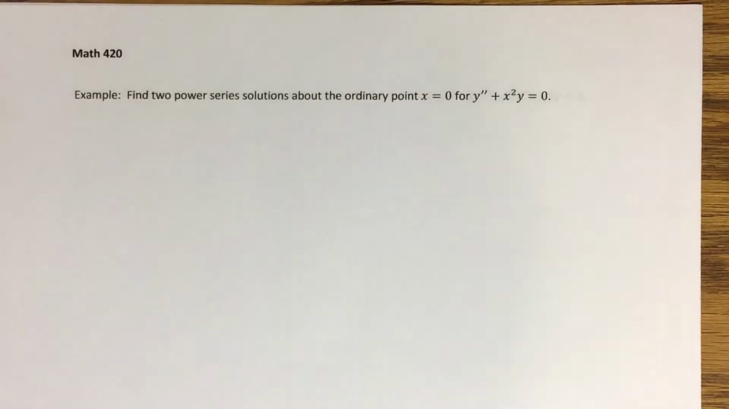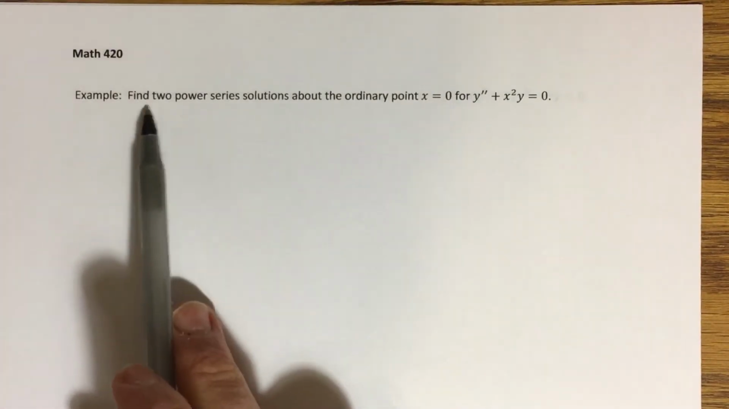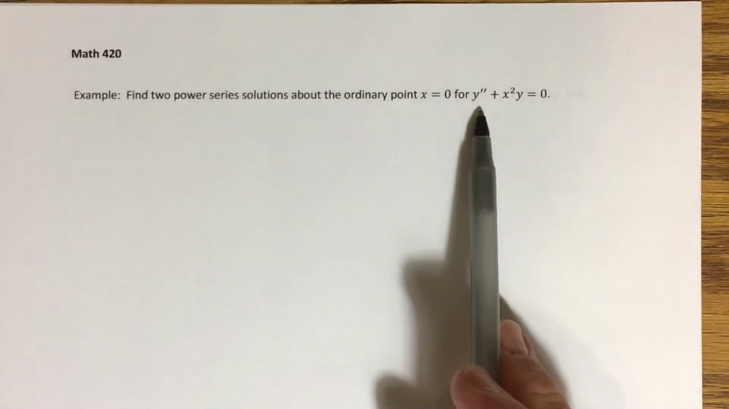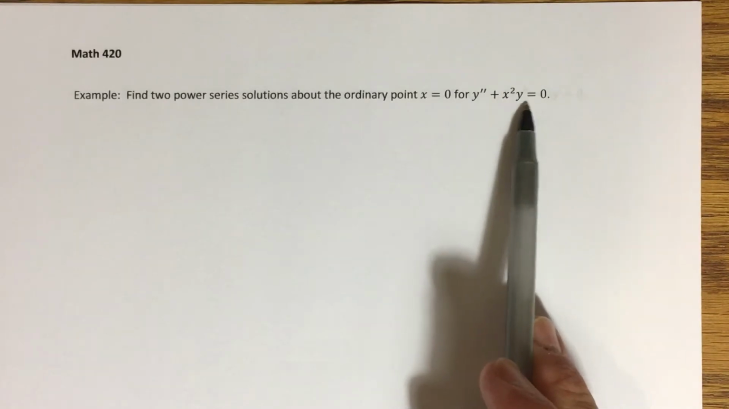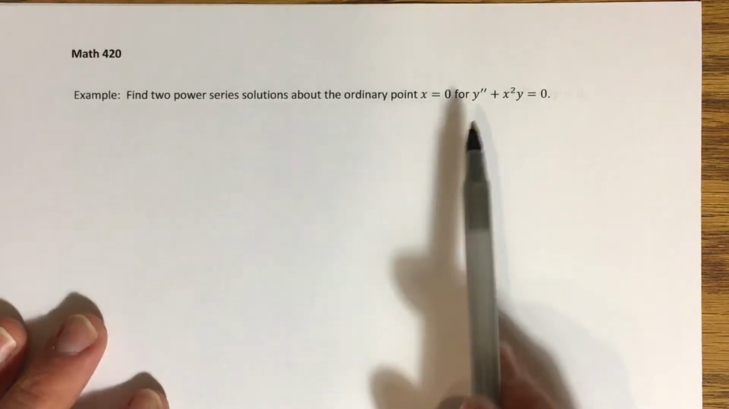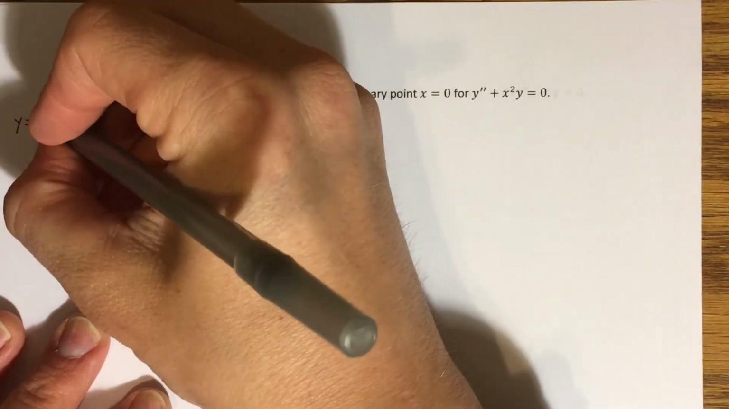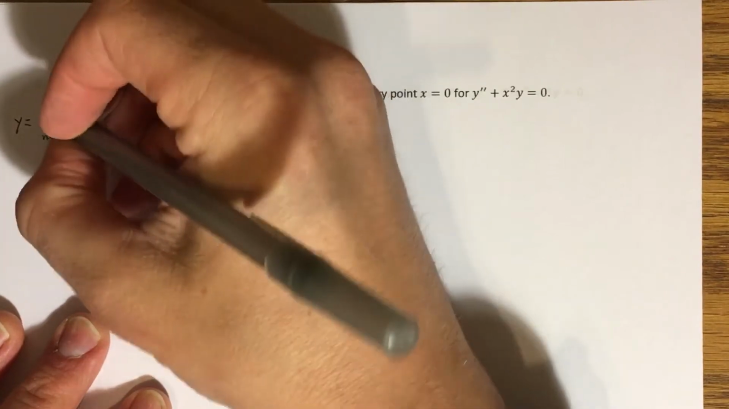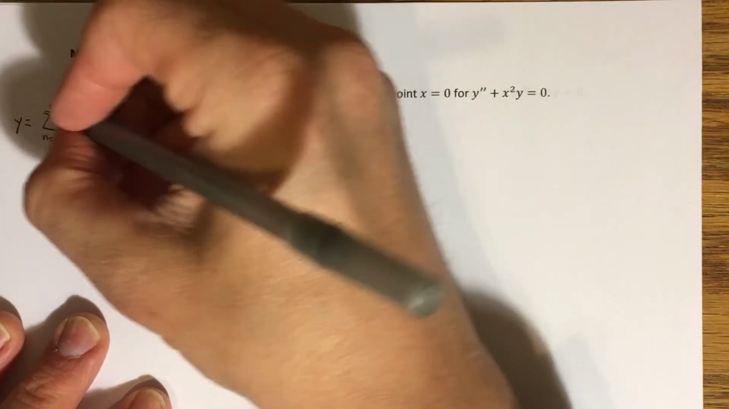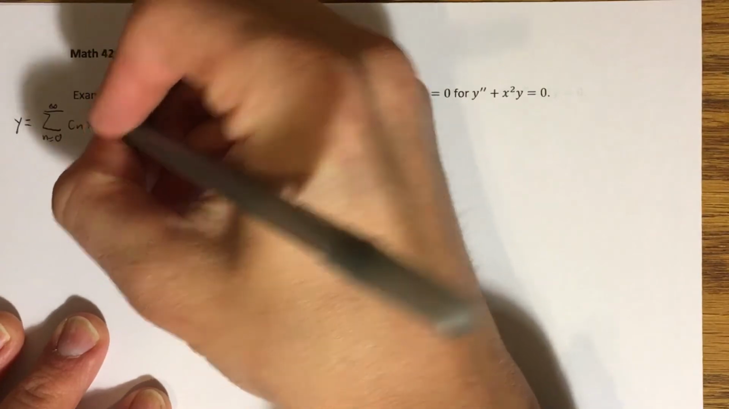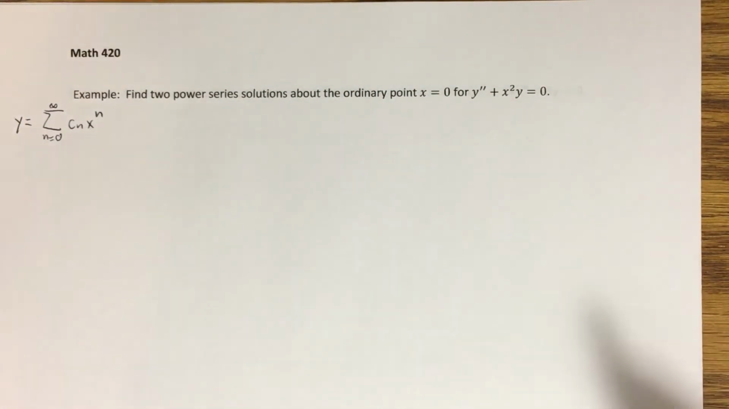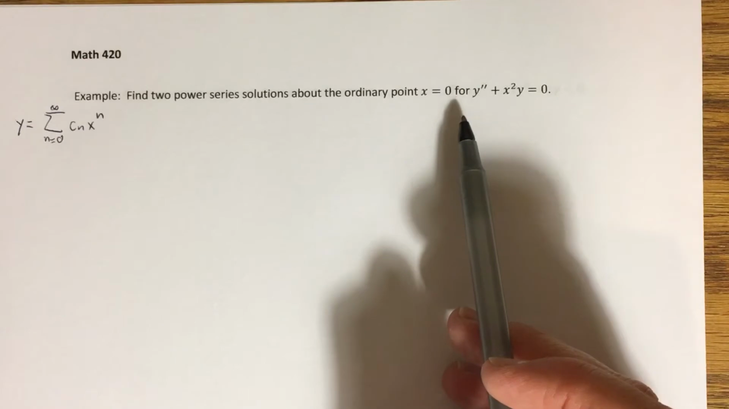Okay, so our first example of solving one of these second order equations using a power series is this one. We want to find two power series solutions about the ordinary point x equals 0 for y double prime plus x squared y equals 0. So what we're going to do is assume that our solution takes the form y equals the sum from n equals 0 to infinity of Cn x to the n. This is a power series centered at 0, which is the ordinary point that we're being asked to use.